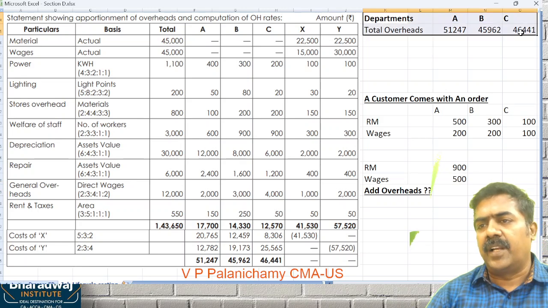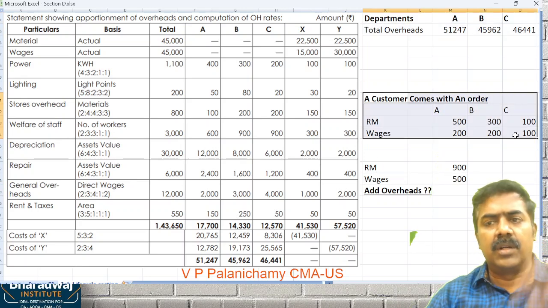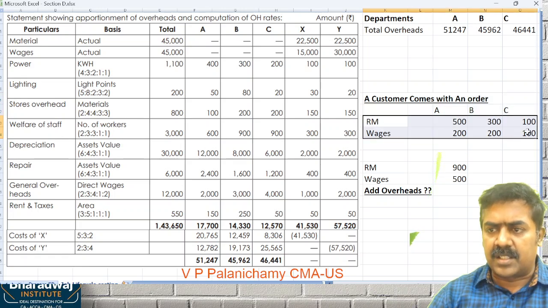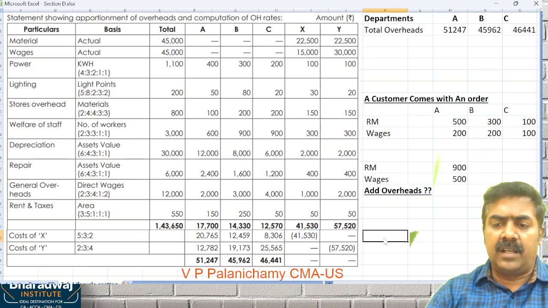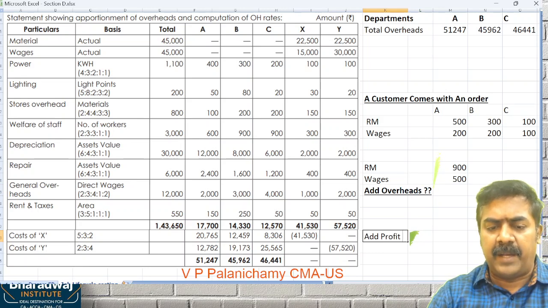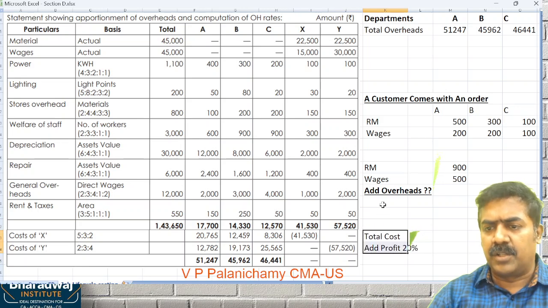We know total overheads, but this is a job order, not the total work. For this customer, we will consume material 900, wages 400 like that. For the customer, how much of overheads you will add, then how much of profit? Let us assume we maintain a profit margin of 20%. So we want total cost. With that, we want to add profit margin and charge the customer. Total cost plus profit, we want to charge to the customer.